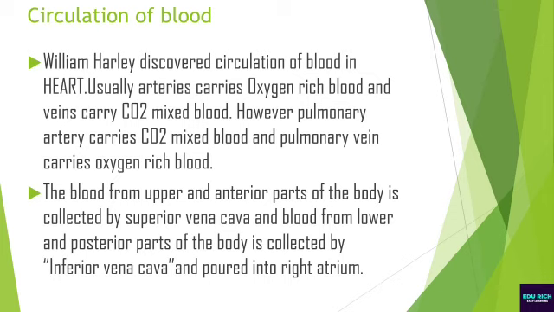So where is the pulmonary artery? It starts from the right ventricle and takes the blood to the lungs. So that carries impure or carbon dioxide mixed blood. The pulmonary veins, which start from the lungs and take the pure blood to the heart, always carry pure blood. So the only exception is that the pulmonary artery carries impure blood and the pulmonary veins carry pure blood.